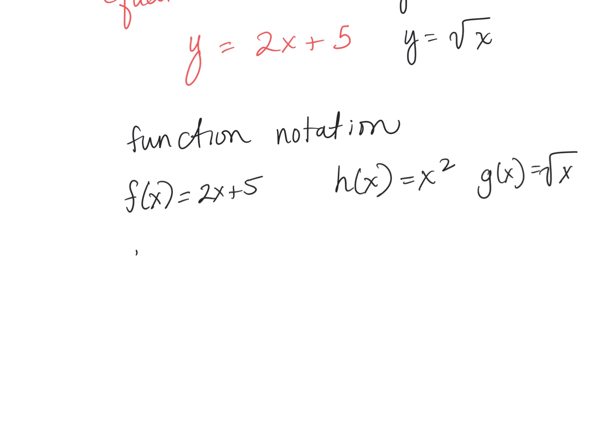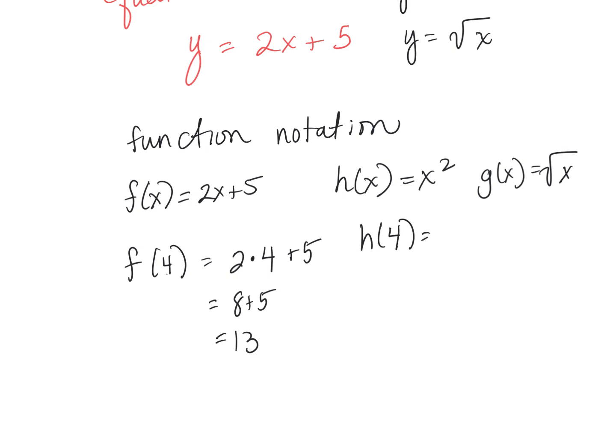So if I wanted to find f of 4, that would be 2 times 4. Wherever I see an x, I put a 4, plus 5, which would be 8 plus 5, which is 13. H of 4 would be 4 squared, which would be 16. G of 4, wherever I see an x, I'm going to put a 4, would be the square root of 4, which would be 2.